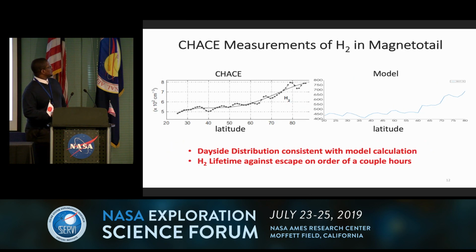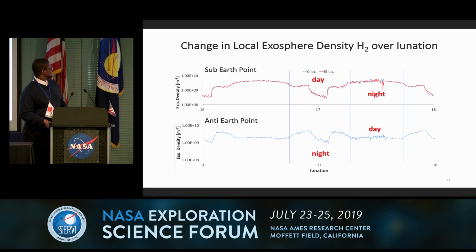And so we also did some comparison to CHASE in the magnetotail. If you were to look at the densities in the magnetotail during full moon, when I believe CHASE was operable, you can see we also get consistent densities for that as well, due to the decreased source.